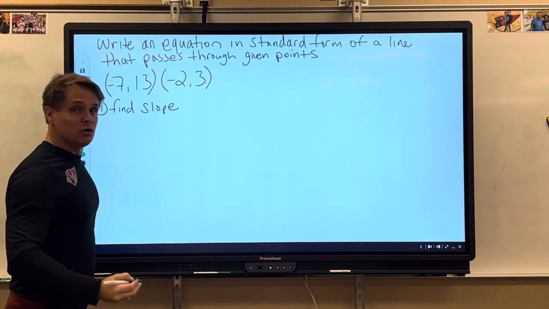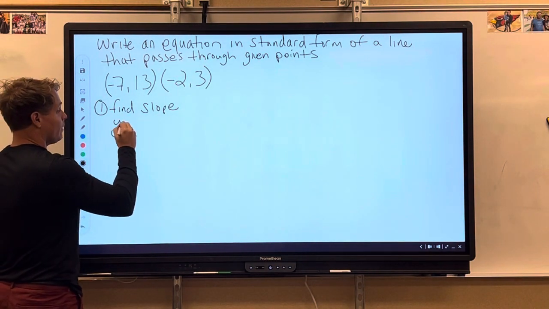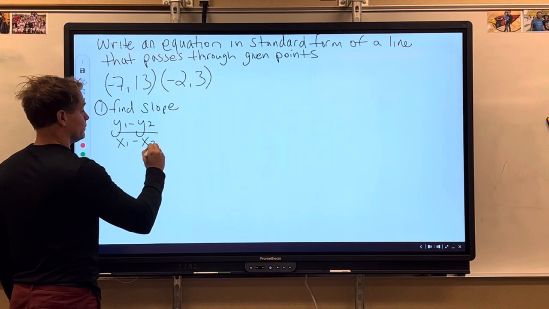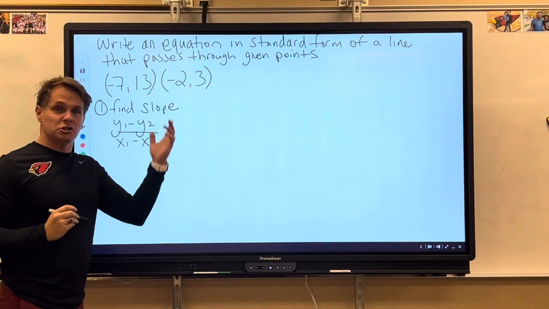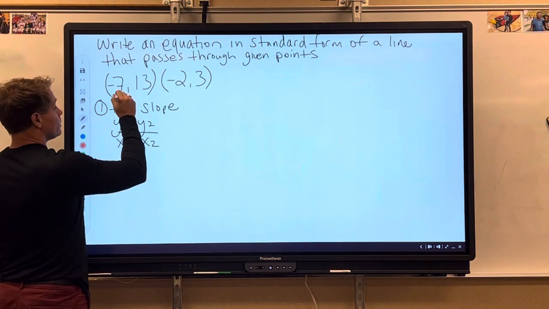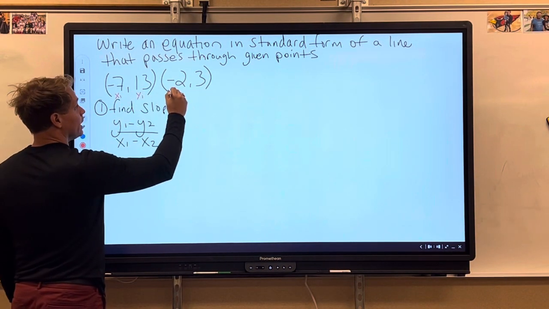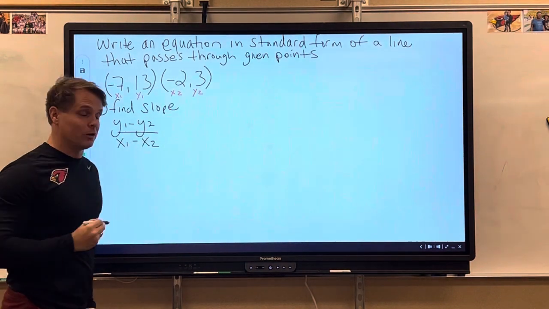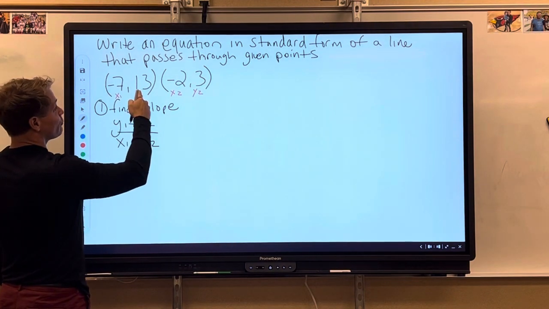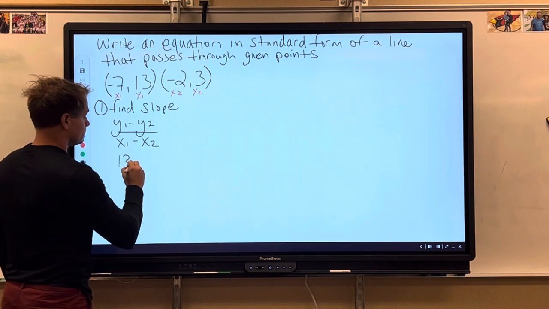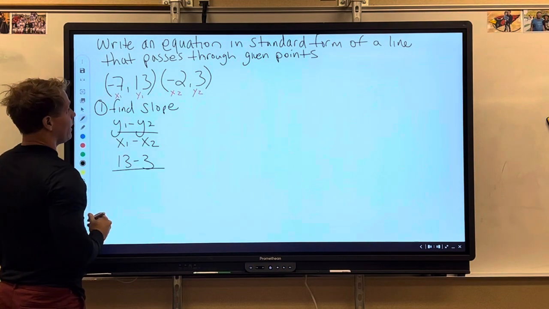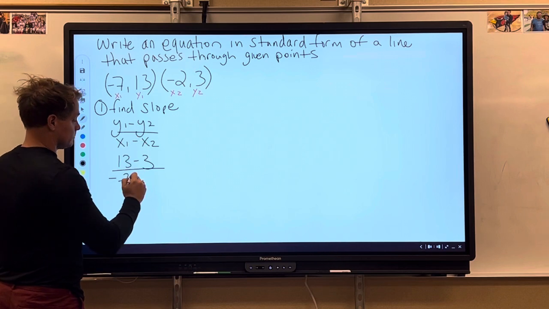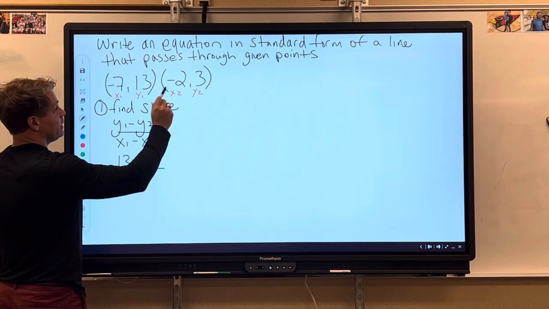The formula that I'm going to use for finding slope is y1 minus y2 over x1 minus x2. So what I'm going to do with these 2 points is label them x1, y1, x2, y2, and plug those into the formula. So I got 13 minus 3, and then I have -7 minus -2.